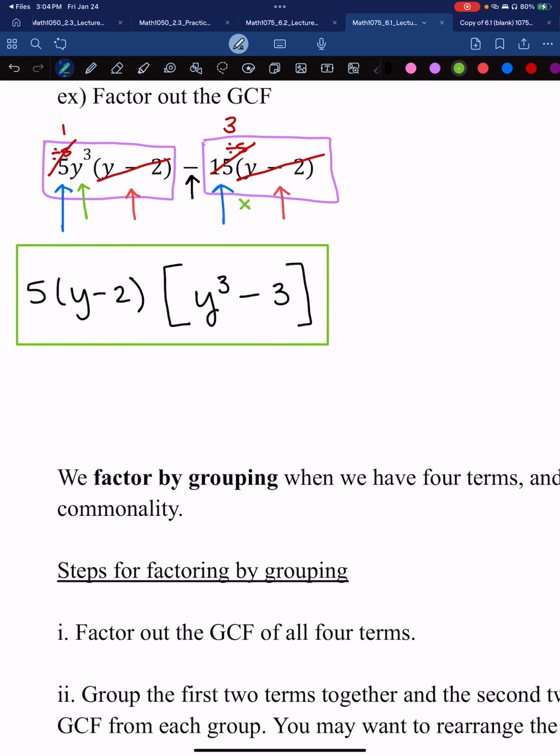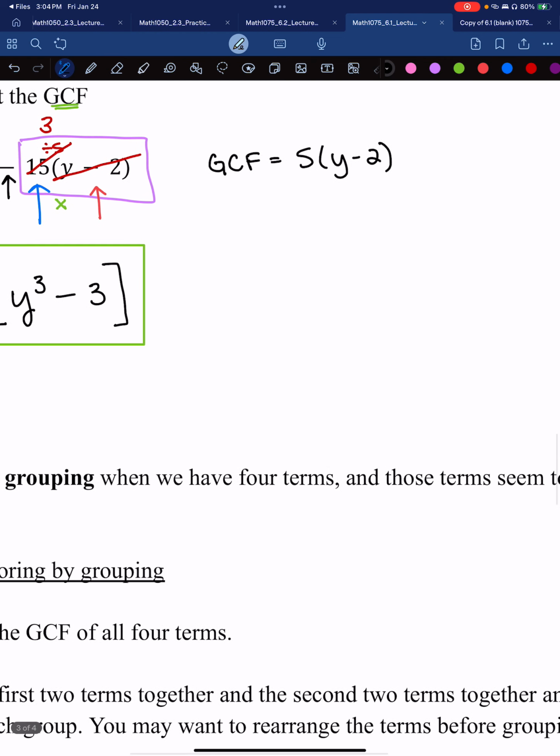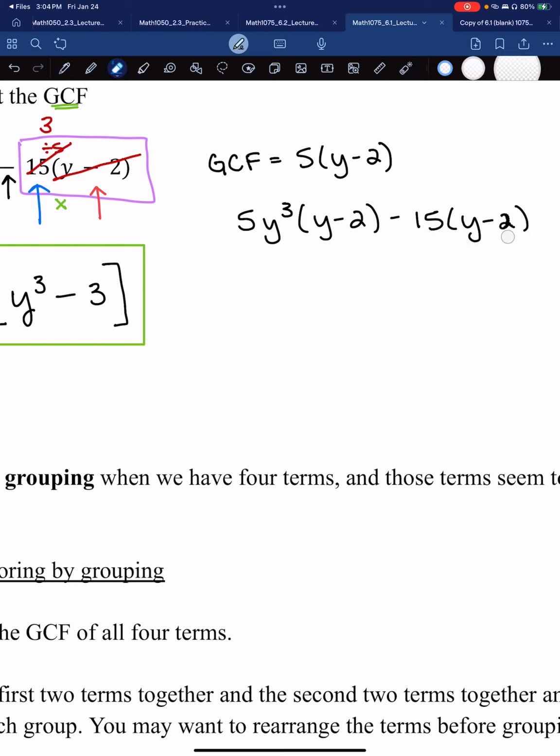Essentially what we are doing is figuring out what the GCF is, so our GCF for this problem was 5 times y minus 2. And then what we did, we took our problem and we divided it by the GCF. So we divided both sides by the GCF.